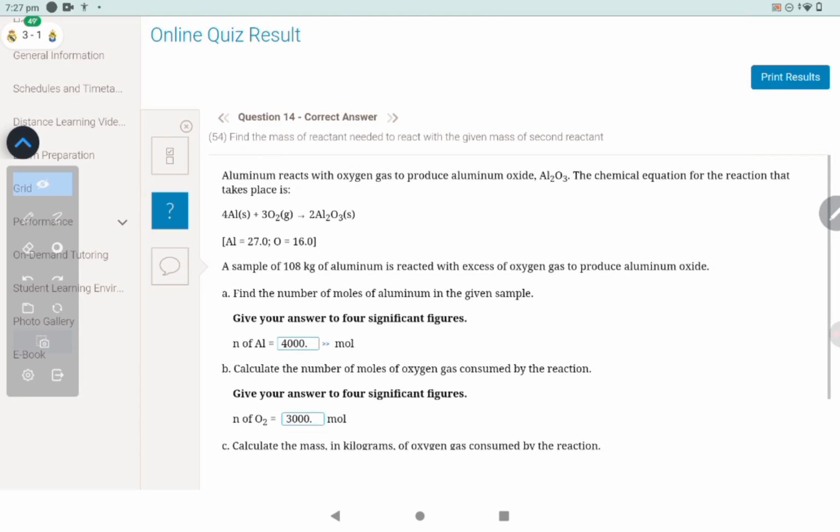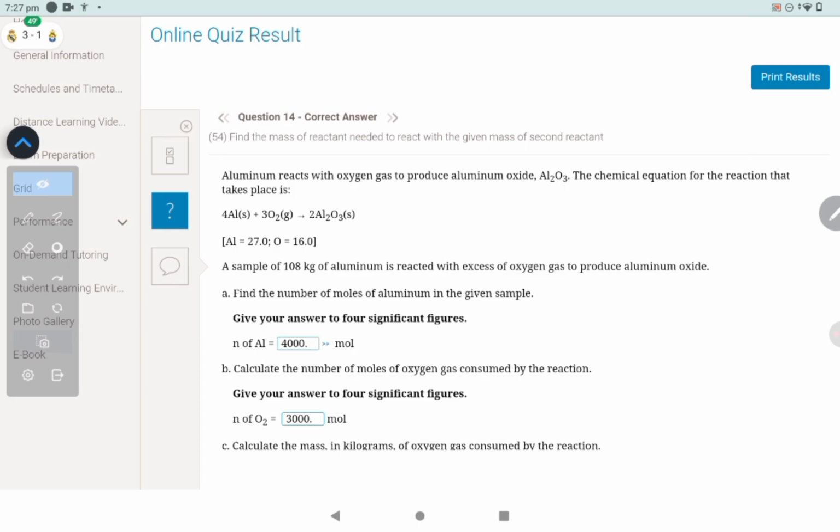Okay, aluminium reacts with oxygen gas to produce aluminium oxide, Al2O3. The chemical equation for the reaction that takes place is given. A sample of 108 kilograms of aluminium is reacted with excess oxygen gas to produce aluminium oxide. What do they want? They want the number of moles of aluminium in the given sample.